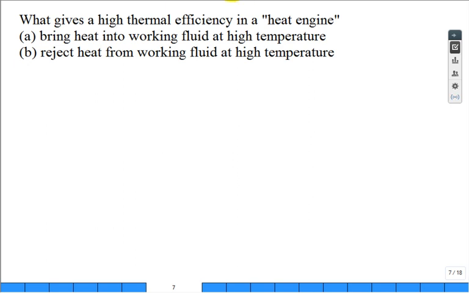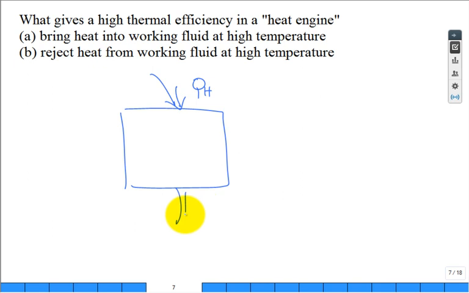So way back when, you understood that there's this box, and you bring in QH, and you have to throw away some QL, and you want to convert as much into W. And you could put a dot on this. That works as well. Hey, what chapter was that in? Way back, like chapter 2 and chapter 5 and chapter 6.